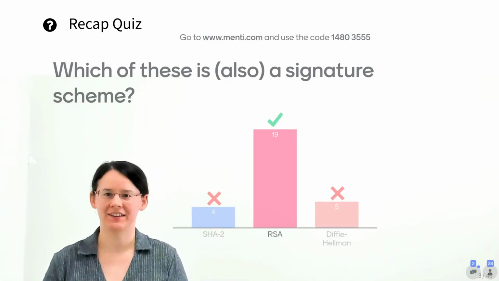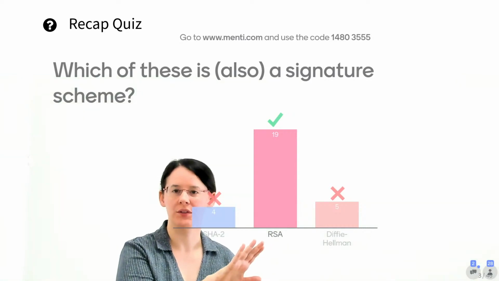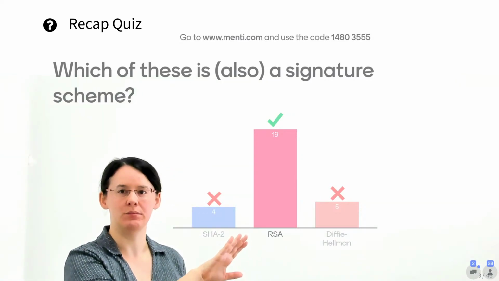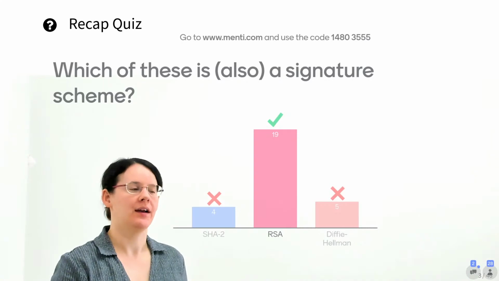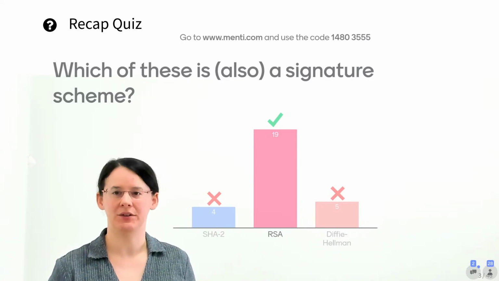And this time the majority is very clearly right, yes. RSA can be used both as a public key encryption scheme, or as a signature scheme. And we'll see in a moment how the similarity between the two works.